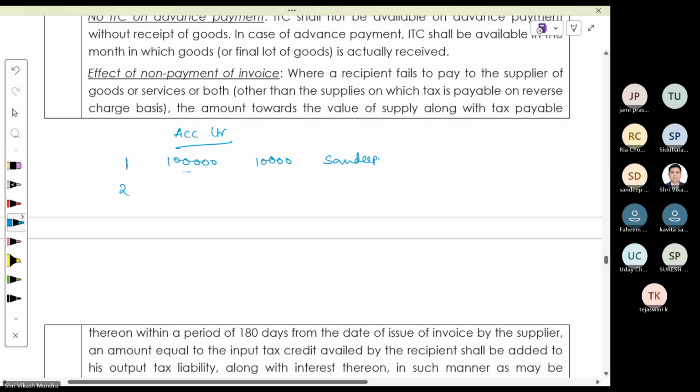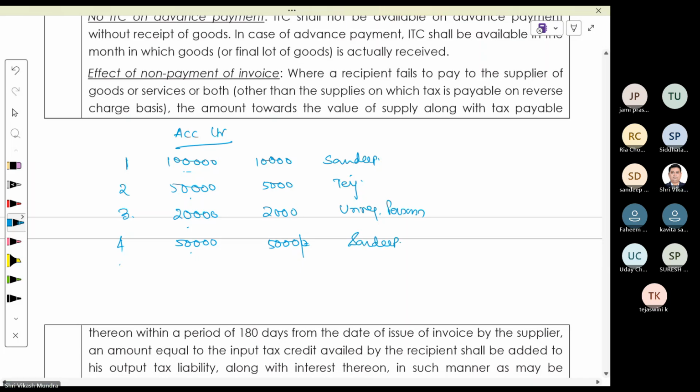Invoice number two, 50,000, 5,000 is the tax, to Tejaswini. Invoice number three, 20,000, GST is 2,000, to some unregistered person. Invoice number four, 50,000, tax on it is 5,000, again to Mr. Sandeep. And so on. All these invoices are issued by ACC Limited in the month of April.